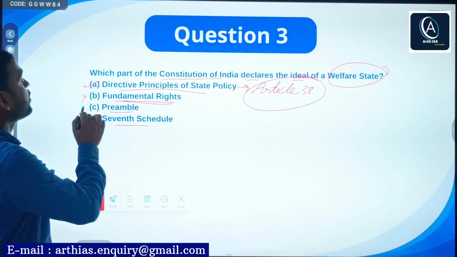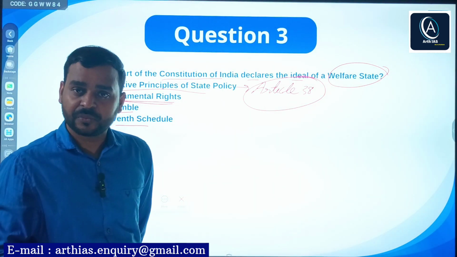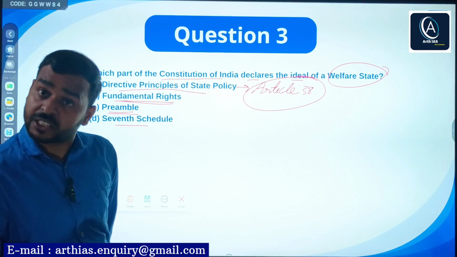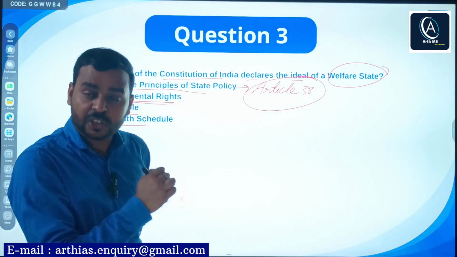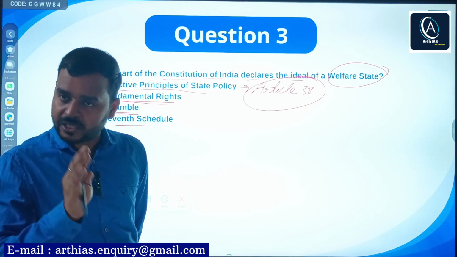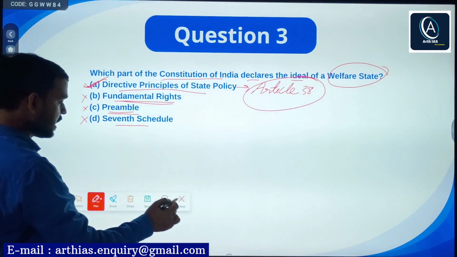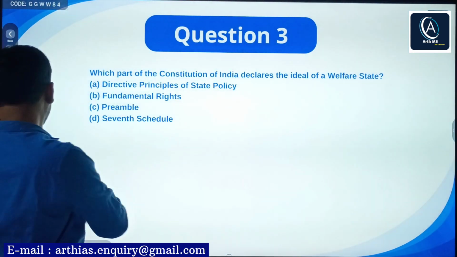The Preamble again talks about justice, social, economic, political, but it also does not directly talk about a welfare state. The Seventh Schedule, obviously you would know, talks about three lists, meaning division of power between Centre and state: Union list, State list, Concurrent list. So A is the right answer, right?